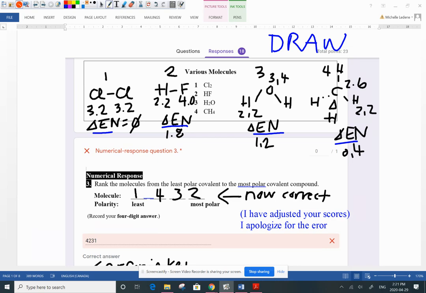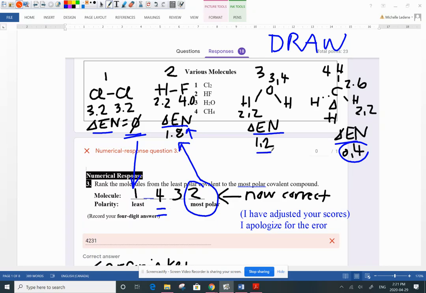So this is now the correct answer. The most polar molecule is HF. In fact, it's within the ionic spectrum of our continuum, right? It's got such a high electronegativity difference. It's very, very, very polar. And then ranking the electronegativity differences, right? The one with the least electronegativity difference is going to be the least polar. He's nonpolar. And then 0.4, well, that's a little bit higher, so that's why methane is the second one.